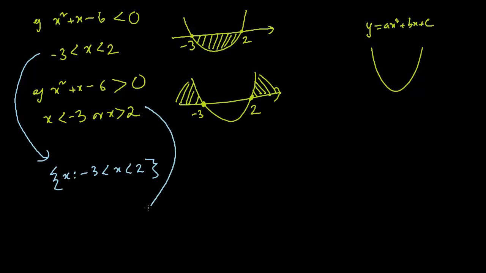Now if you wanted to write the other answer, you would write it in the same way. Set, curly bracket open, x colon. So you write x is less than minus 3. The set notation of OR is the union symbol. So x is greater than 2. So that's the set notation.